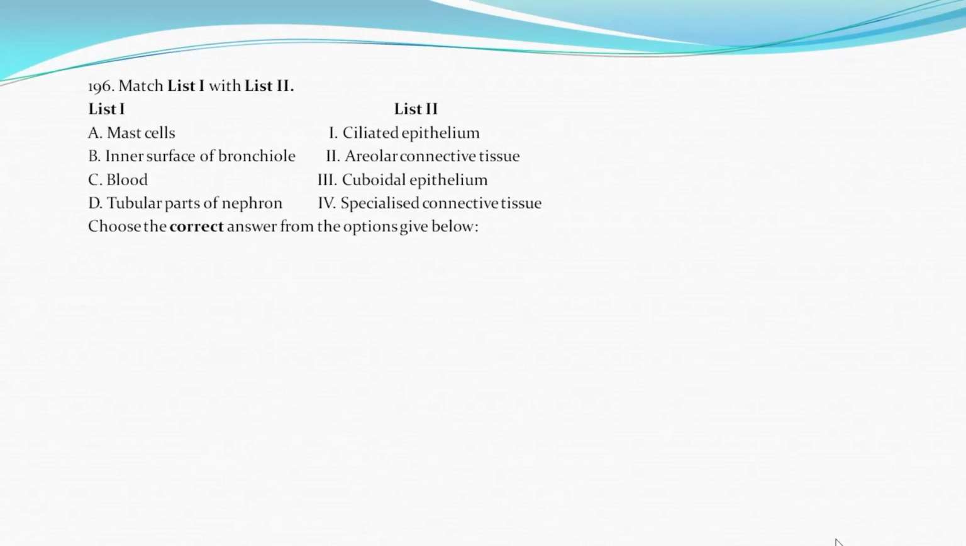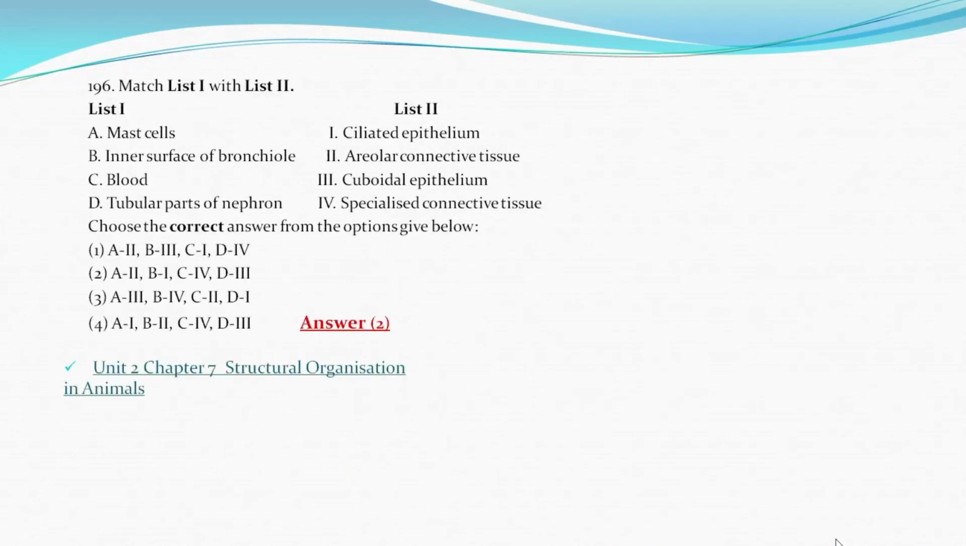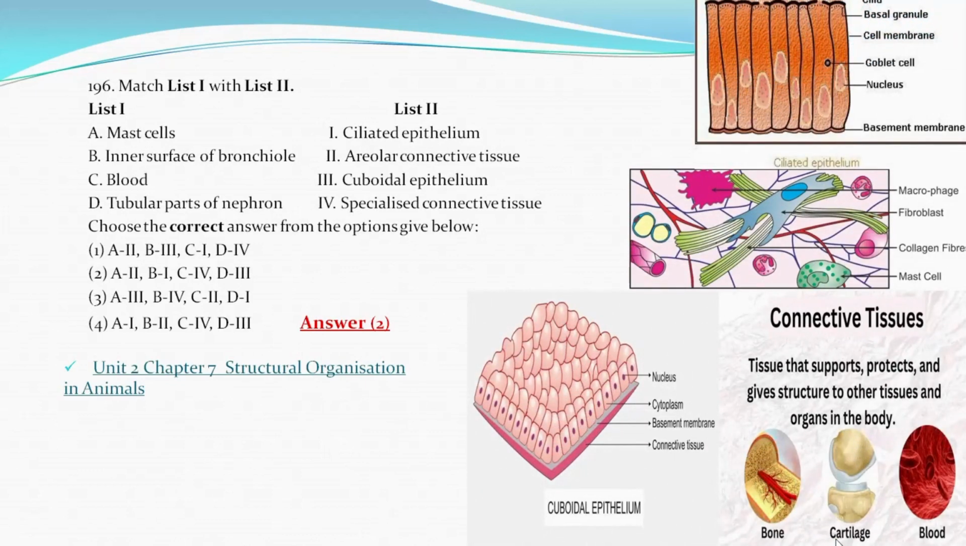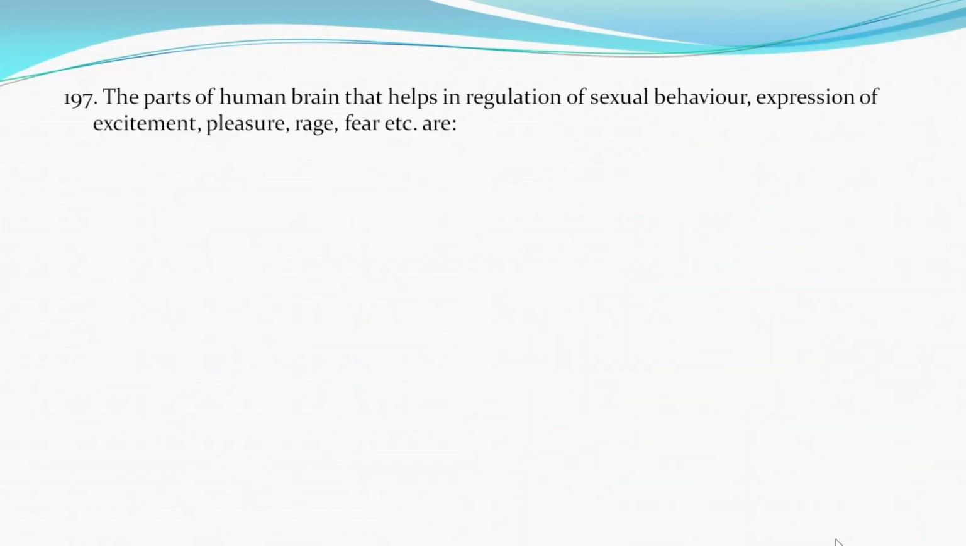Next one is, match list 1 with list 2. List 1, mast cells, inner surface of bronchiole, blood, tubular parts of nephron. List 2, ciliated epithelium, areolar connective tissue, cuboidal epithelium, specialized connective tissue. Choose the correct answer from the options given below. So the answer is option 2. This question is taken from Unit 2, Chapter 7, Structural Organization in Animals.